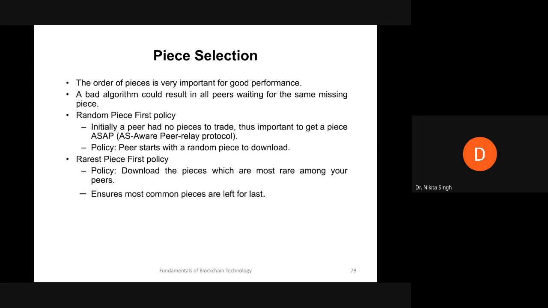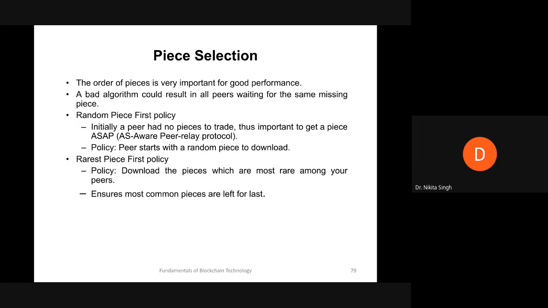One policy says that you should download the rarest piece first and leave all the common pieces for the last. And the other policy, the random first policy, says that you don't have to go for the rarest piece. You first need to get any piece so that you can upload that piece to other nodes on the network and you have pieces to trade.